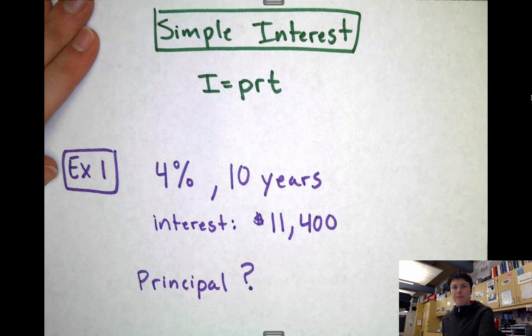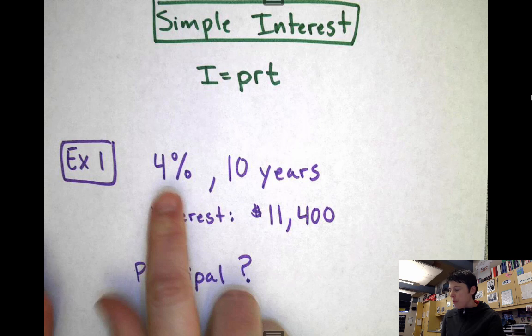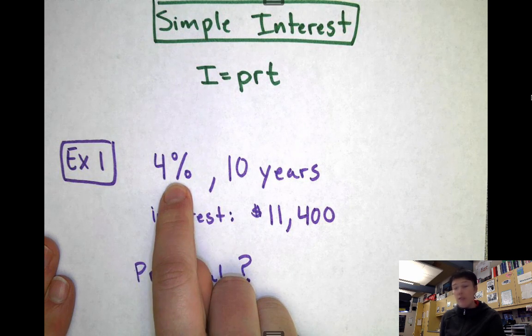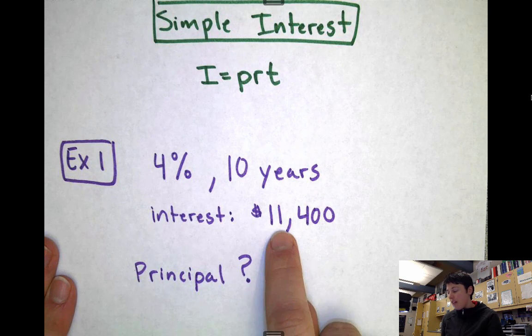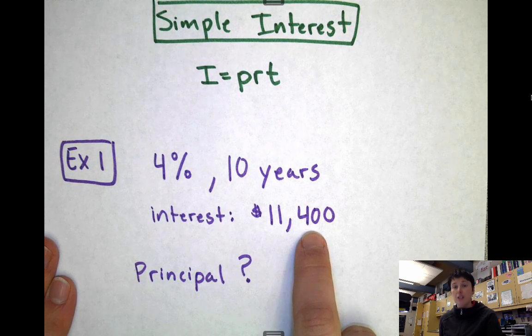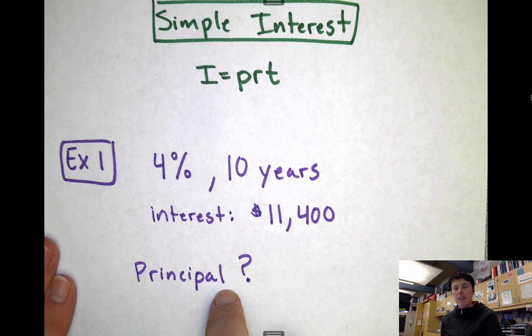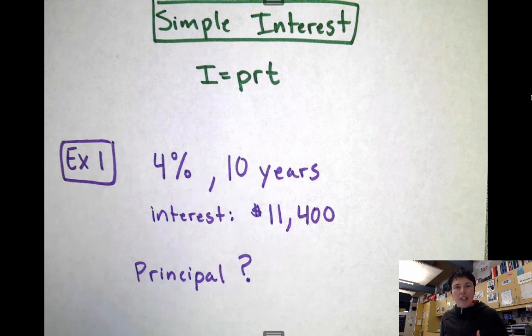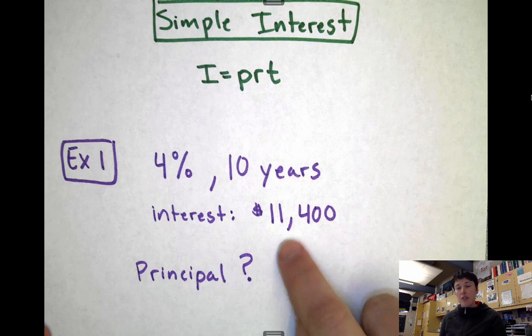Let's try an example. Imagine you had an interest rate of 4% and you were paying back a loan and you were given 10 years to do it. And when you were done, you had paid the bank $11,400 of interest. That's your interest. What was your principal amount? That means how much money did you actually borrow? Maybe you bought a new car or a house. We'll have to calculate it to figure that out. You paid it off in 10 years at a 4% rate, but this is all your extra interest.